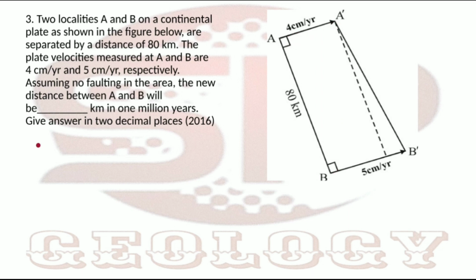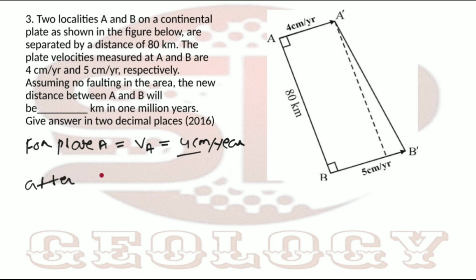So suppose for plate A, the velocity of plate A is 4 cm per year. So per year it is traveling 4 centimeters. So after 1 million years, how much distance will it travel?